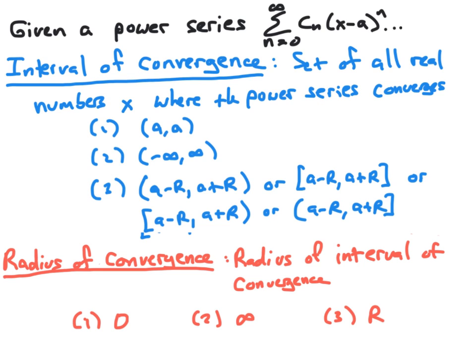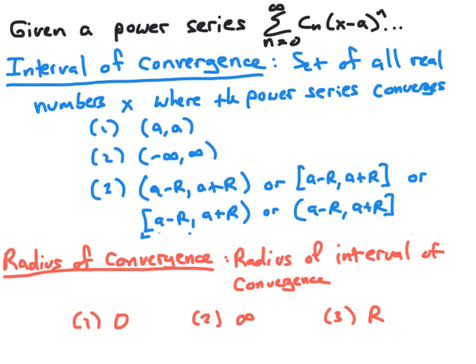Once we have the interval of convergence, a related concept is that of the radius of convergence, and this gives a measure of the size of the interval on which our power series converges. In particular, the radius of convergence is simply the radius of the interval of convergence. The radius of an interval is the distance between the center of the interval and one of the endpoints. So in case 1, where our interval of convergence is a single point, the radius of convergence would be 0. There's 0 units between the center of our interval A and either of its endpoints, which is also A.